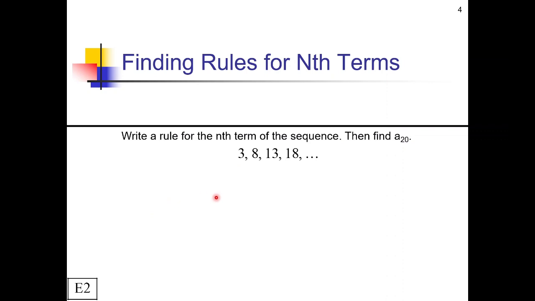For this problem, they're asking us to write a rule for the nth term of this sequence and then find the 20th term. So we're going to talk first about how to find the nth term of an arithmetic sequence, and then if this happens to be arithmetic, we can use that here. So recall that an arithmetic sequence follows a linear pattern. For that reason, a lot of the tools we used for lines can be applied here as well.